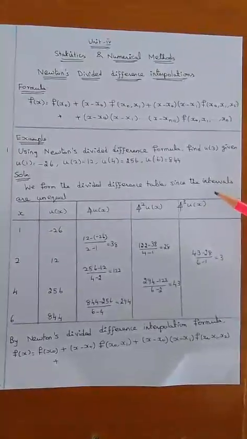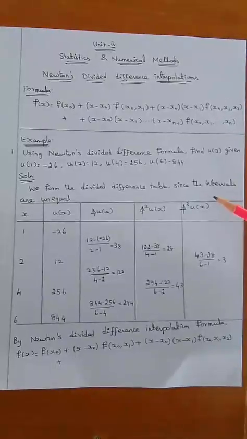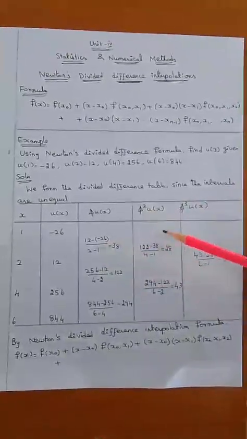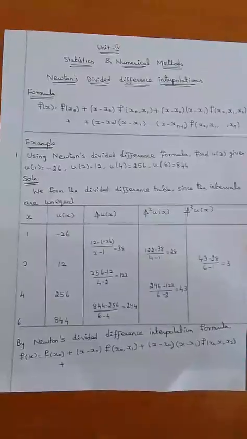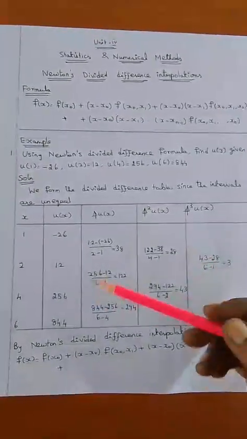Lagrange's interpolation and Newton's divided difference interpolation methods are used for unequal intervals, and Newton's forward and backward interpolation methods are used for equal intervals.